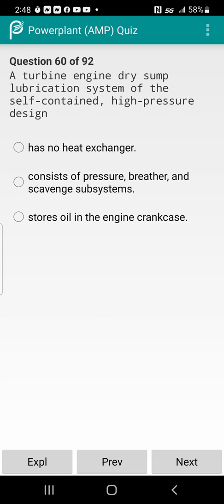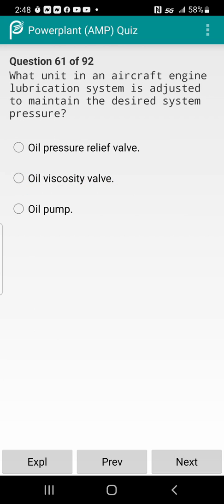A turbine engine dry sump lubrication system of the self-contained high-pressure design consists of pressure, breather, and scavenging subsystems. What unit in an aircraft engine lubrication system is adjusted to maintain the desired pressure? The oil pressure relief valve. There it is.